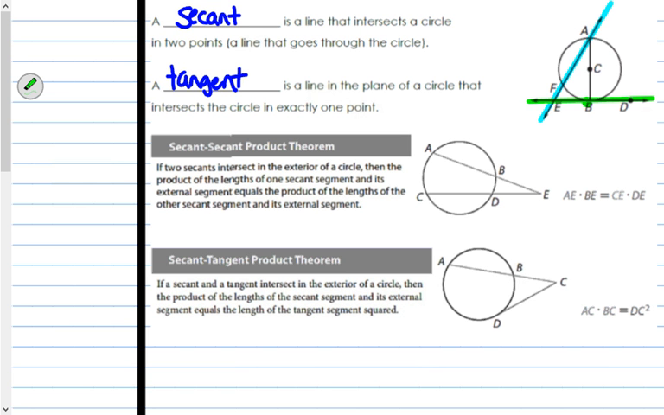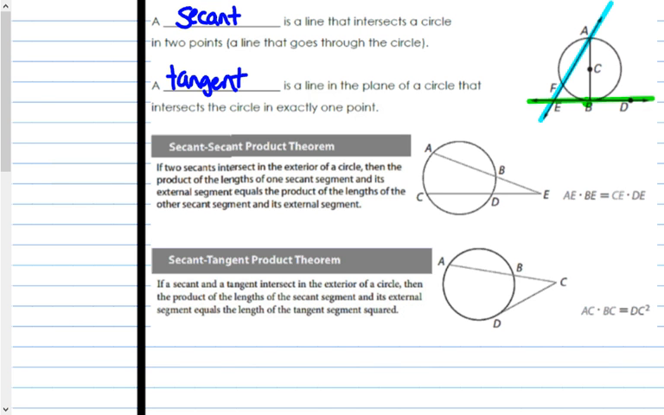We have 2 more theorems. The secant product theorem, meaning 2 secants. If 2 secants intersect in the exterior of a circle, then the product of the lengths of one secant segment and its external segment equals the product of the lengths of the other secant segment and its external segment.